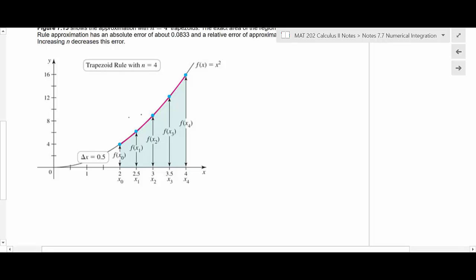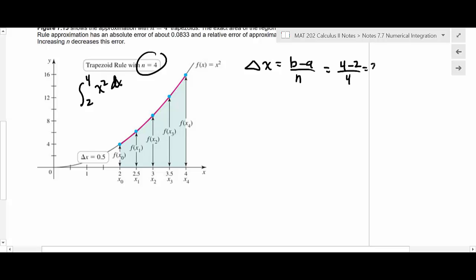Okay, so first of all, in this particular thing, delta x is (b minus a) over n. So again, we're doing the integral from 2 to 4, and we're integrating x squared dx. So we would do 4 minus 2 over 4 subintervals. So that's 2 over 4, which is equal to a half. Now what I'm going to do is do each trapezoid separately, and then I'll show you how the algebra simplifies into this certain thing.